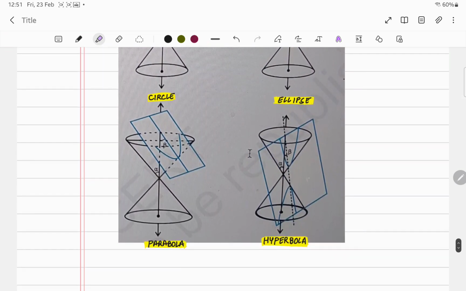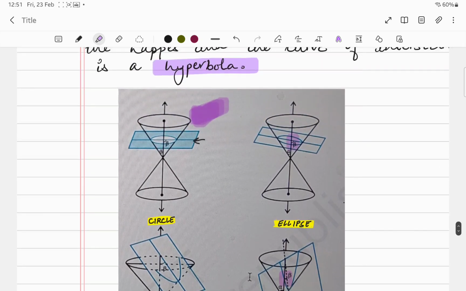So let's look here. It is less than alpha but greater than 0 degrees. You get two curves in both the nappes because it is cutting at that angle so that the plane can pass through both the nappes, and you get a hyperbola. So these are the four cases we are going to learn more about in our coming videos, where I'm going to explain each of these conic sections separately with their equations, their applications and some exam questions as well.